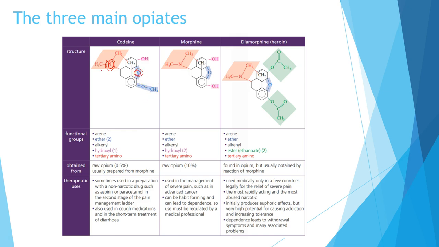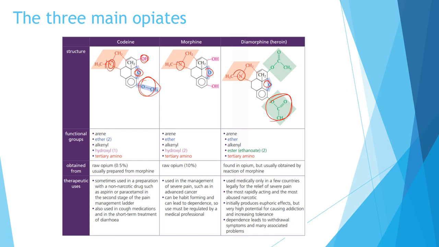Okay, so this ether and tertiary amine is consistent across all three of the opiates that we need to look at. The area that it changes is where this hydroxyl and this ether is. Okay, in the case of codeine, we have hydroxyl and ether, morphine, 2 hydroxyls, and then in diamorphine, those hydroxyls have been actually converted into esters, and that's done synthetically. That's done in a lab. We don't find that molecule naturally with those 2 esters on them.